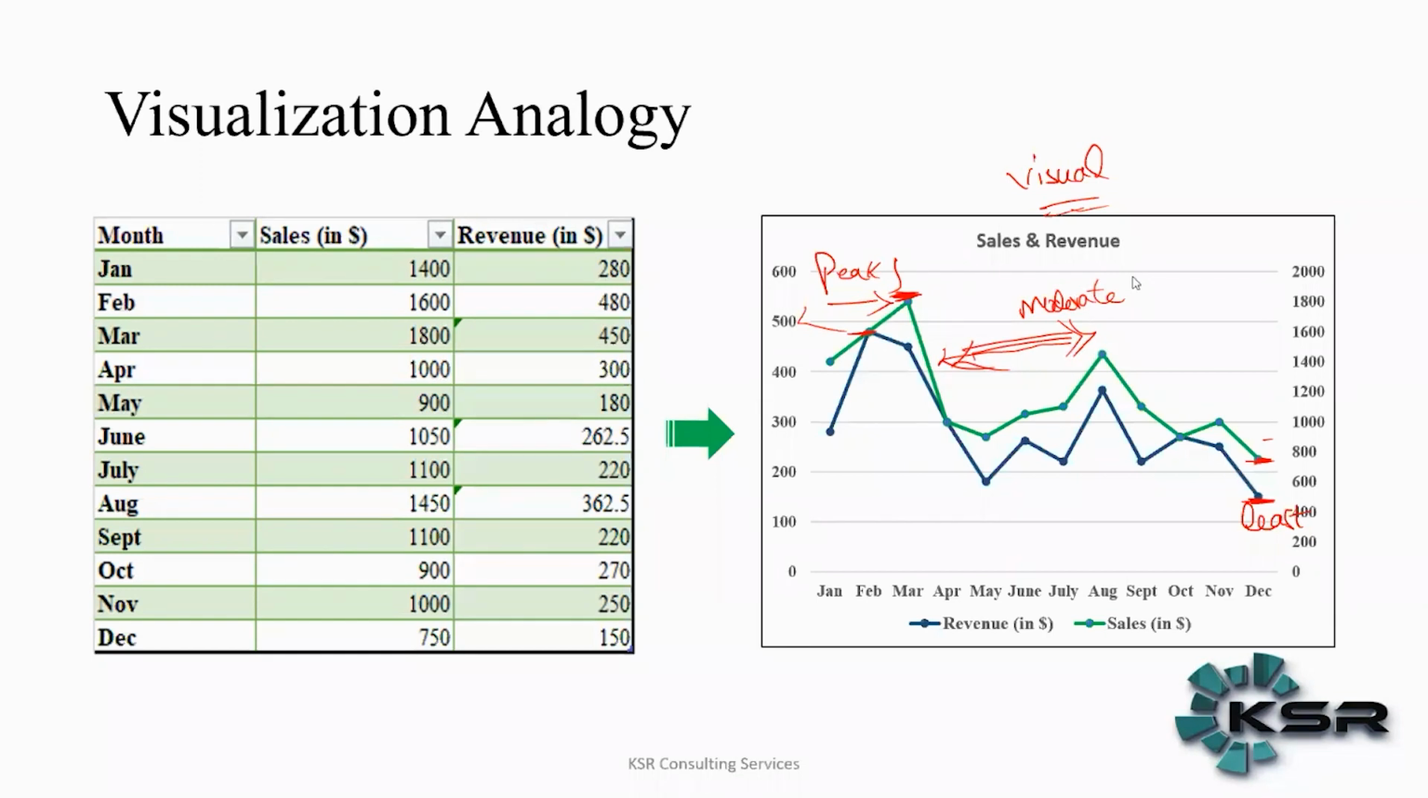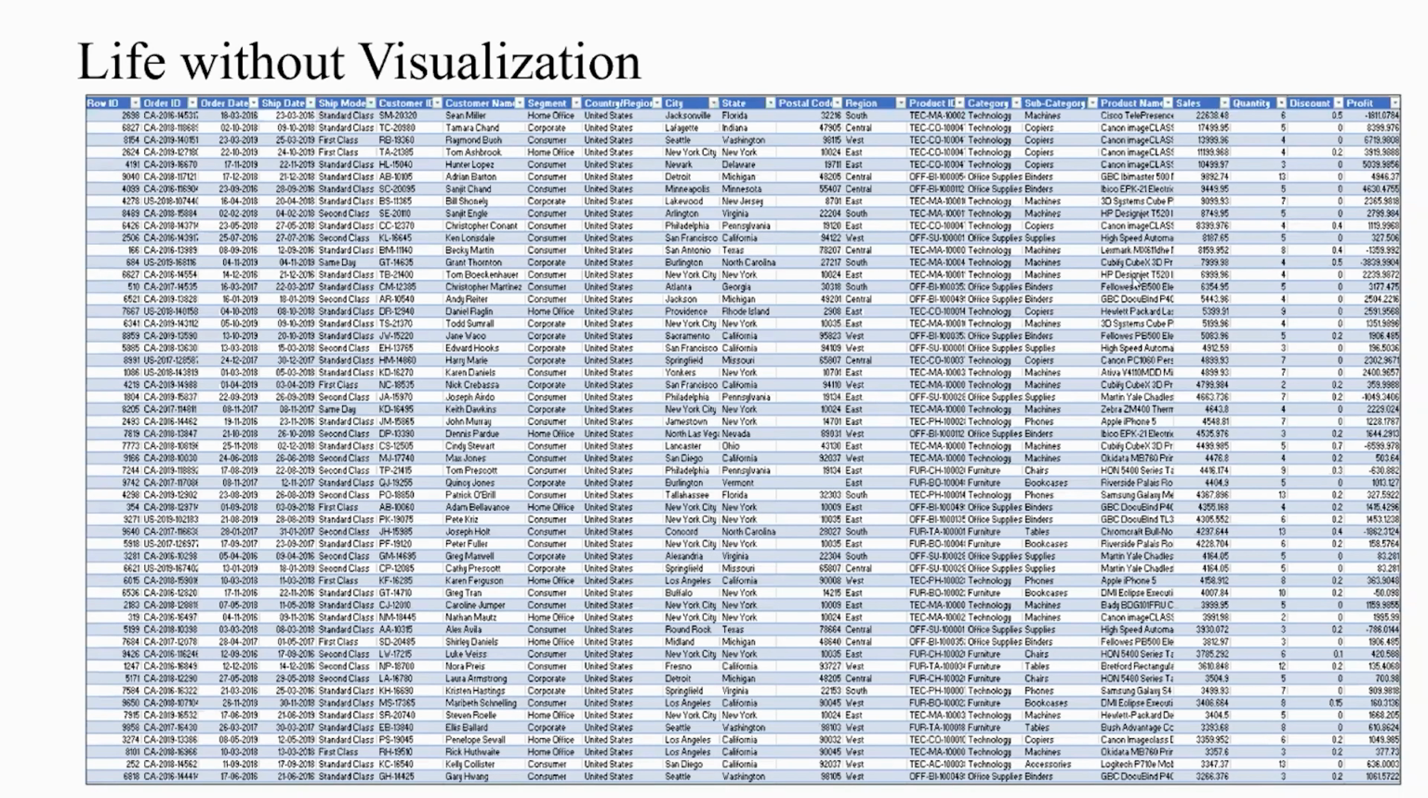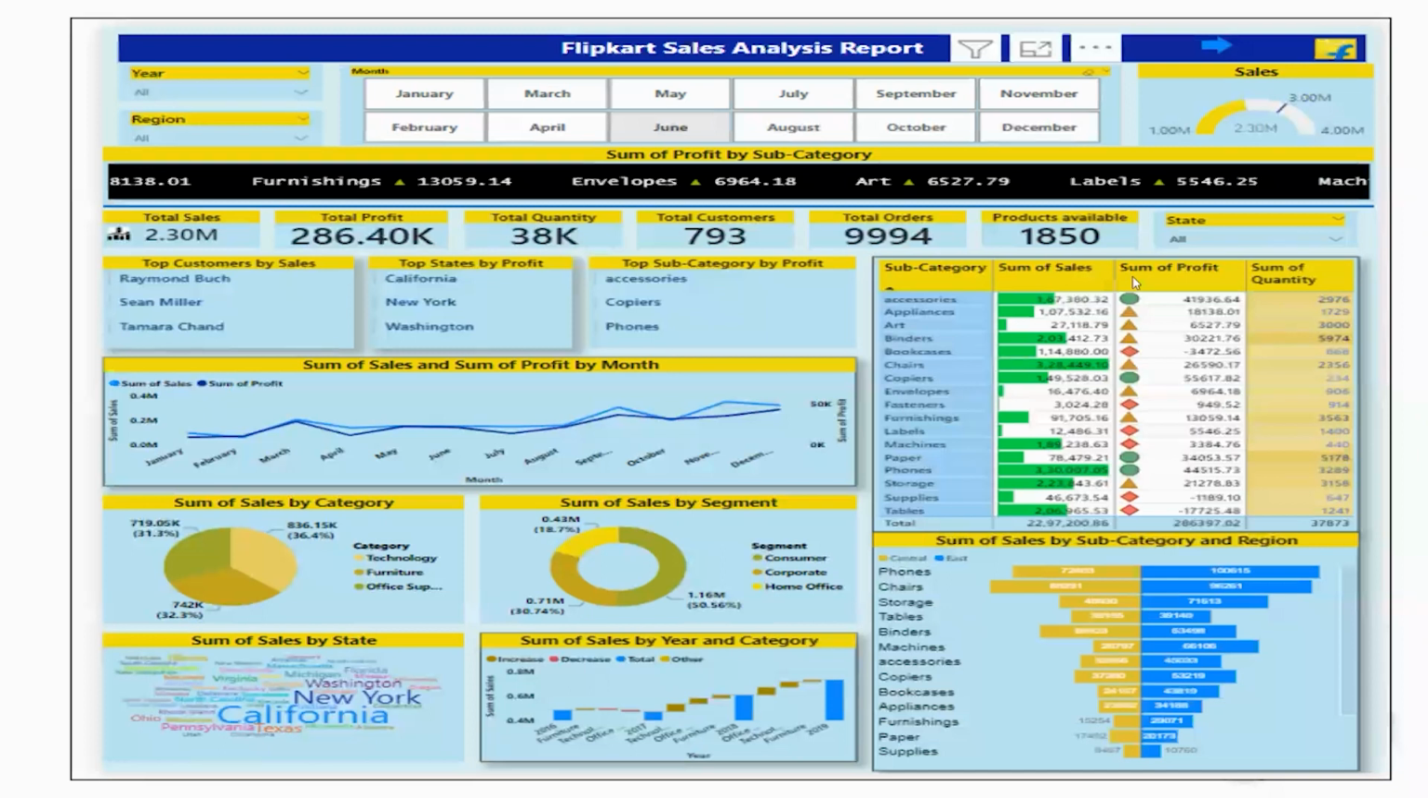Now the same Flipkart business, the CEO wants to see his business. The CEO wants to understand how the Flipkart sales are happening, how the Flipkart business is happening. Not only sales, overall how it is performing. If I show this to the CEO, will he be able to make any insights out of this data? Are you able to understand anything from this data? No, right?